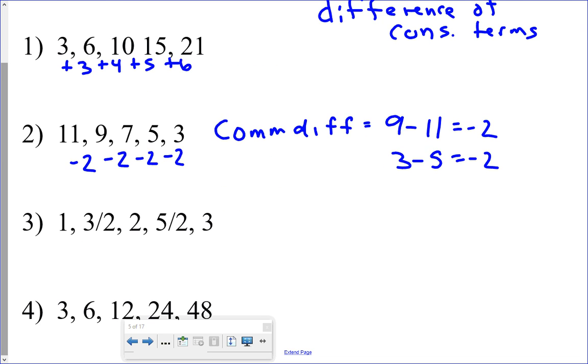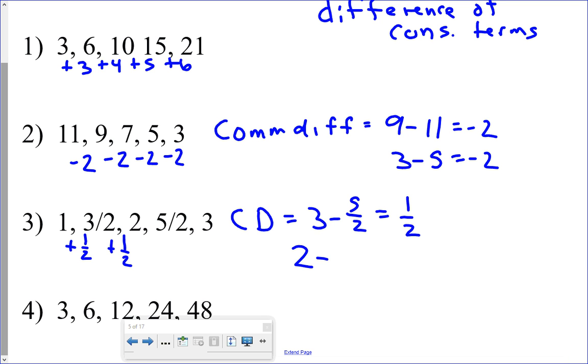On the third example here, we're noticing that it looks like they're adding a half. 1 plus 1/2 is 3 halves, 3 halves plus a half is 2, 2 plus a half is 5 halves. So this is arithmetic, and we're going to write down the common difference is 3 minus 5 halves. It doesn't matter which ones I choose, but 3 minus 5 halves is equal to 1/2. And this one, let's do another one. 2 minus 3 halves is also equal to 1/2. So the common difference of this pattern is 1/2, and once again, it is arithmetic.